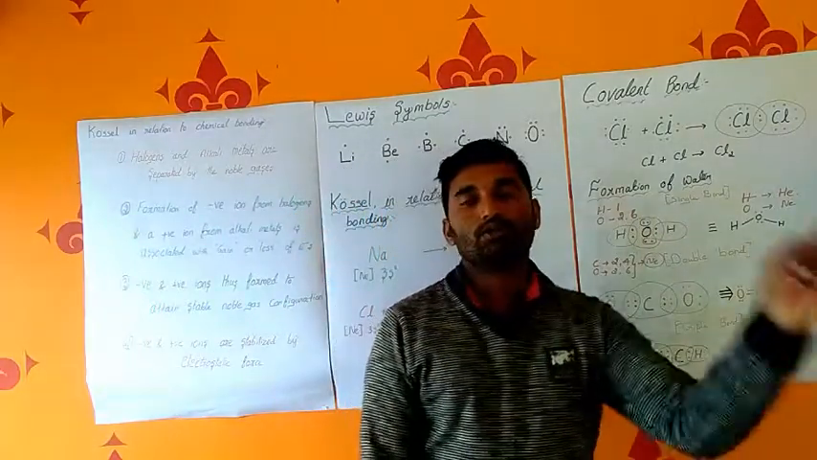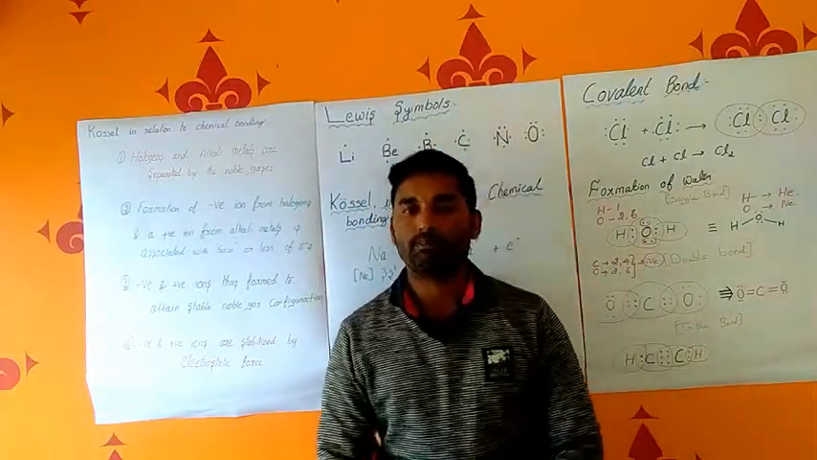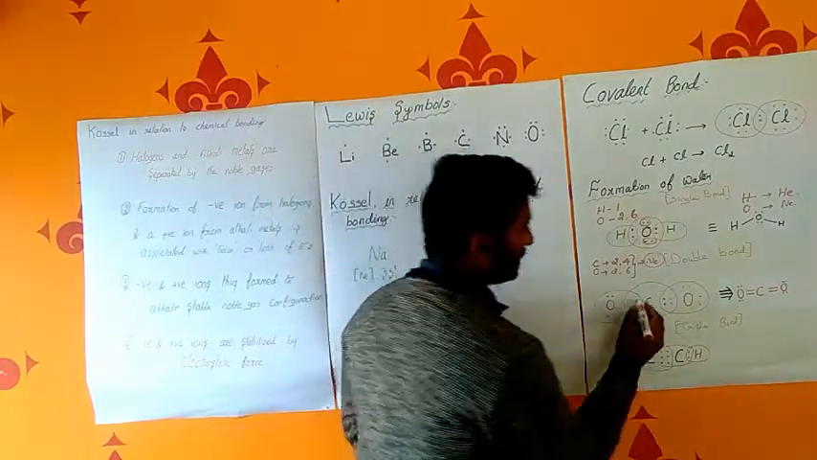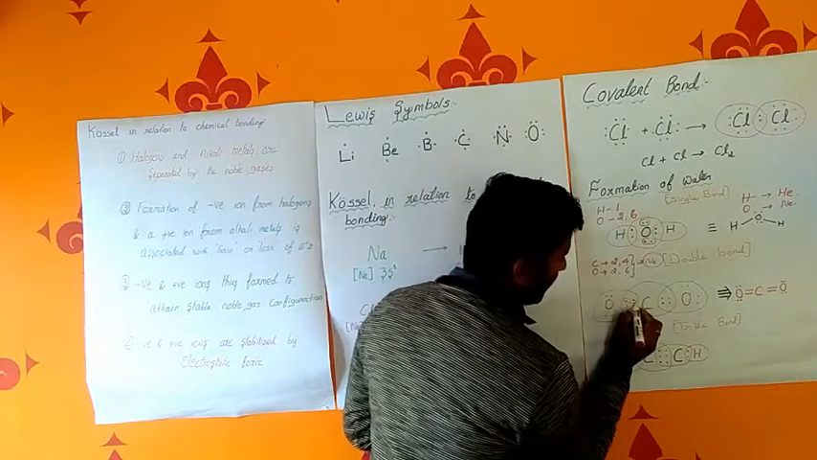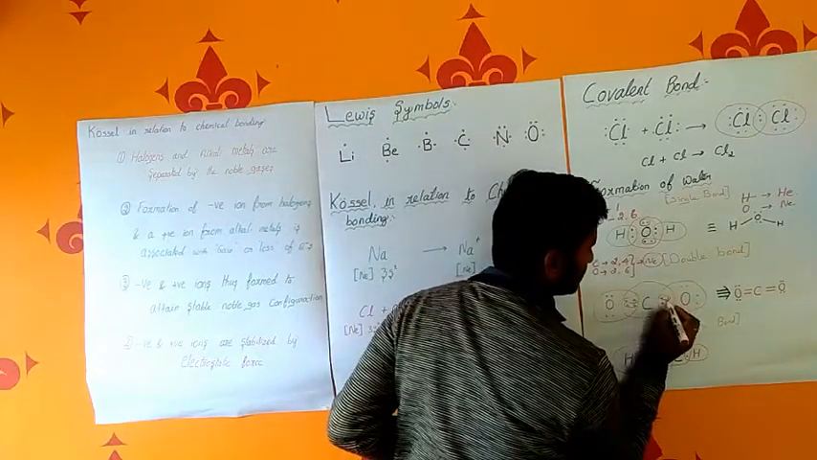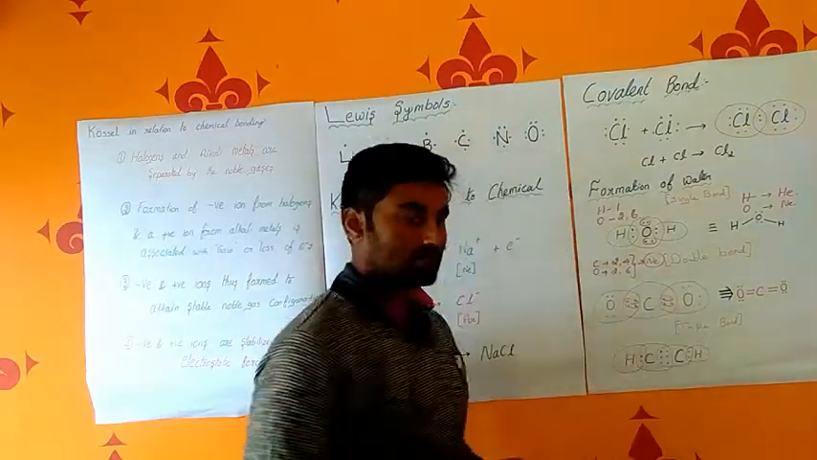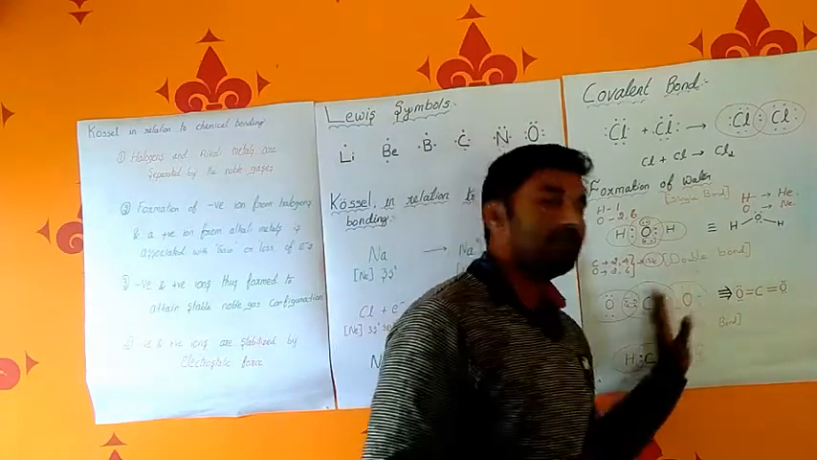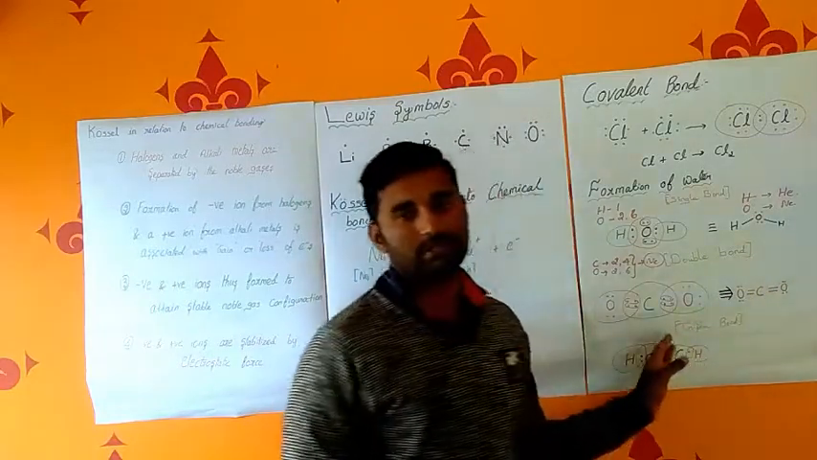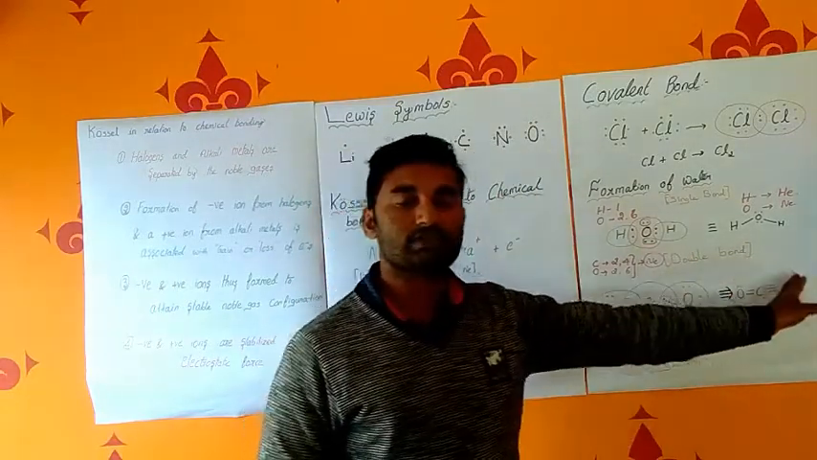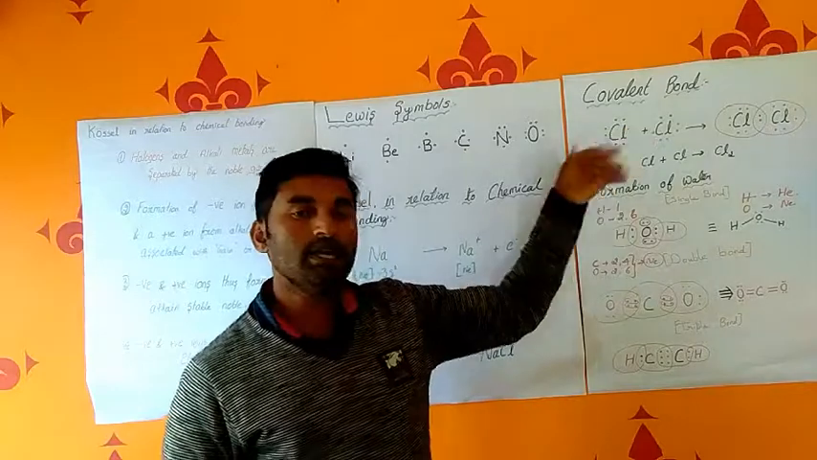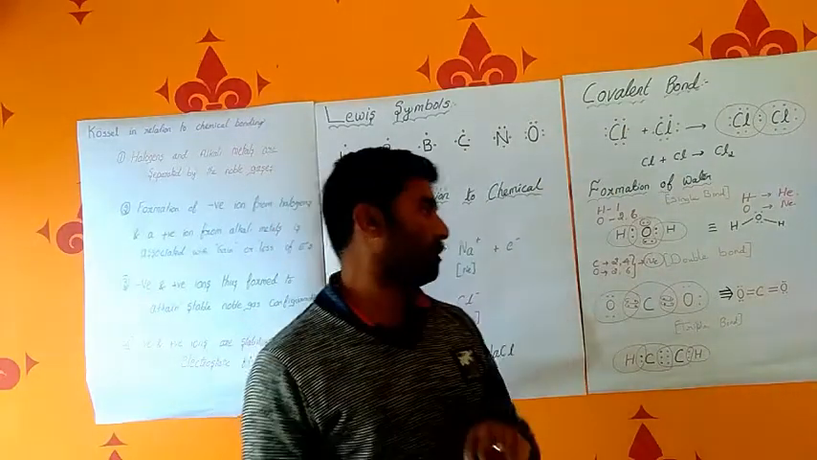Here we know that only 2 electrons can make a bond. If 4 electrons, see here, these 2 electrons will make a bond, as well as these 2 electrons will make another bond, as well as this side also 2 electrons one bond, 2 electrons another bond. So in the case of carbon dioxide, there are 2 bonds between carbon and oxygen. So that is why this compound is called as double bonded compound. So in covalent bond we have seen about single bond as well as double bond.